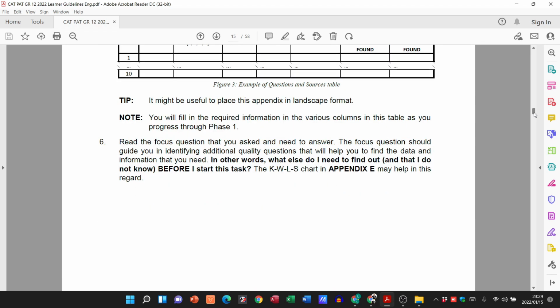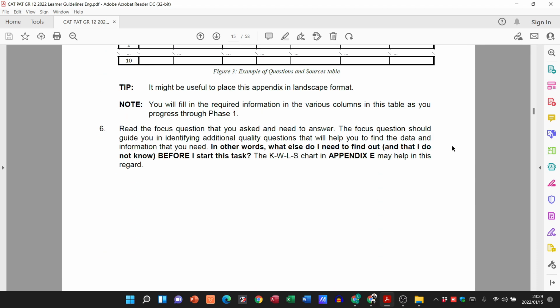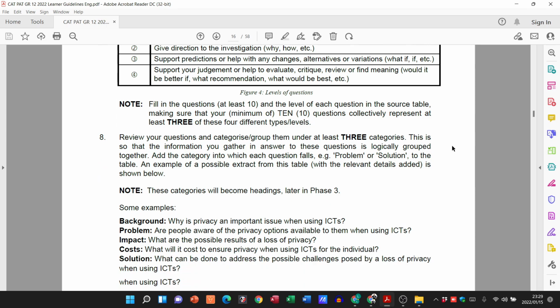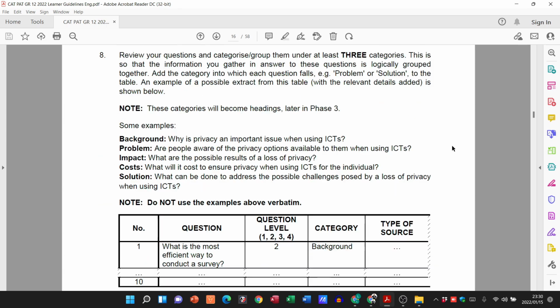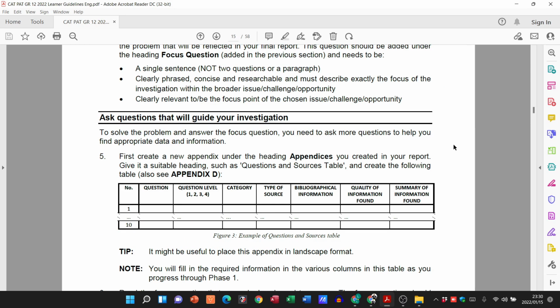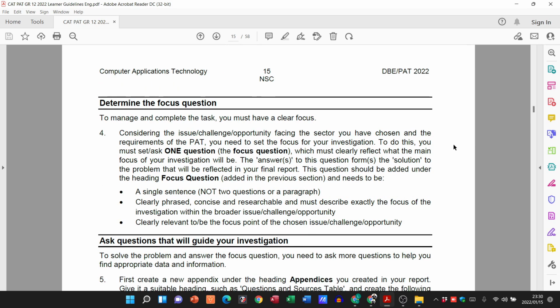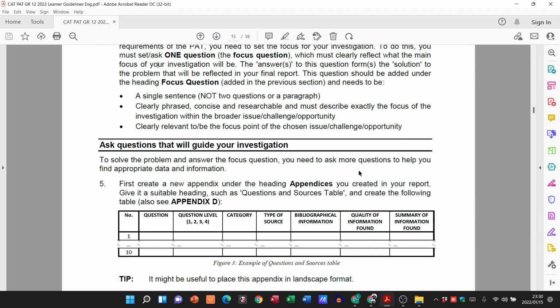Everything else is fine. Remember, this is the document that you will receive. So I just want to go through this. Have a look here. As I'm going through, you can see determine your focus question. The focus question must be one question that must reflect the main focus of your investigation. What was that? How can people protect their privacy? Okay? A single sentence, clearly phrased, and it has to be relevant.